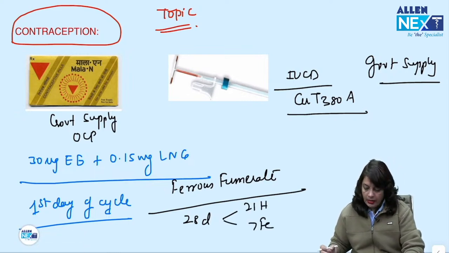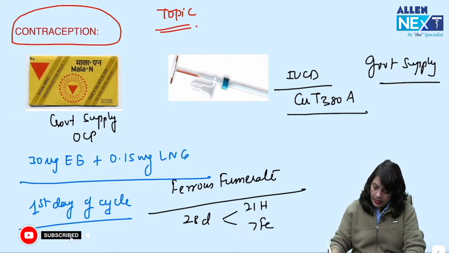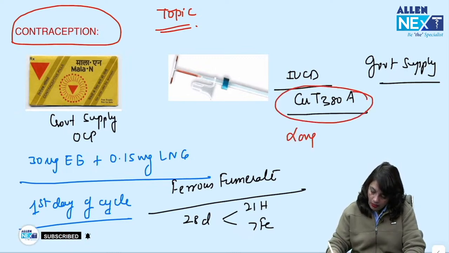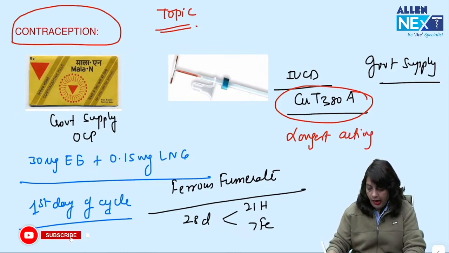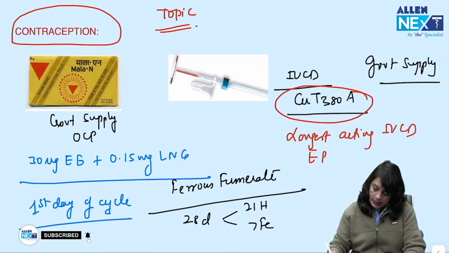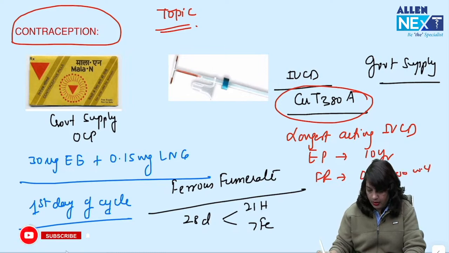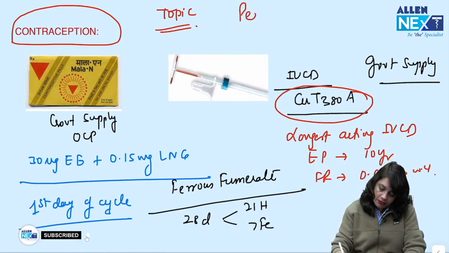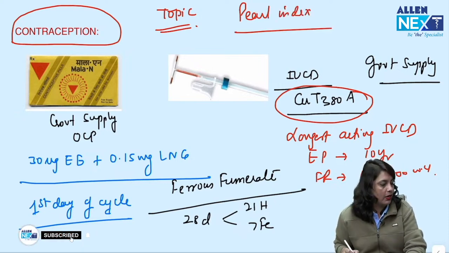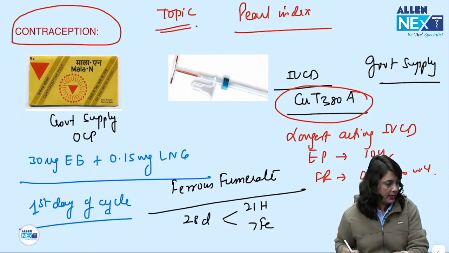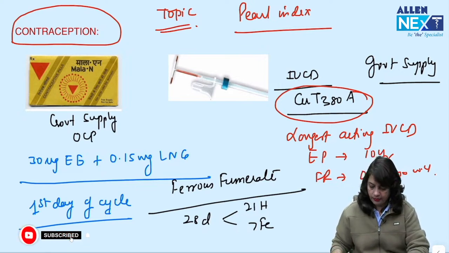Okay. Next, copper T 380A is the longest acting IUCD. Its effective period is 10 years and failure rate is 0.6 per 100 women years. How do you check the failure rate? You check it by Pearl index. Pearl index is used to calculate the accidental pregnancies or contraceptive failure.